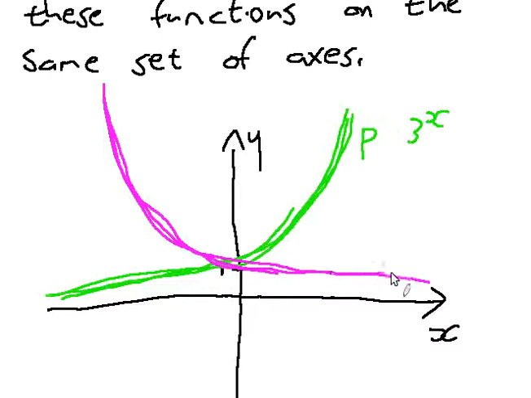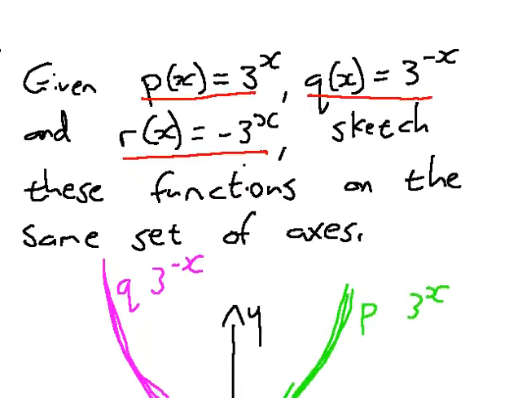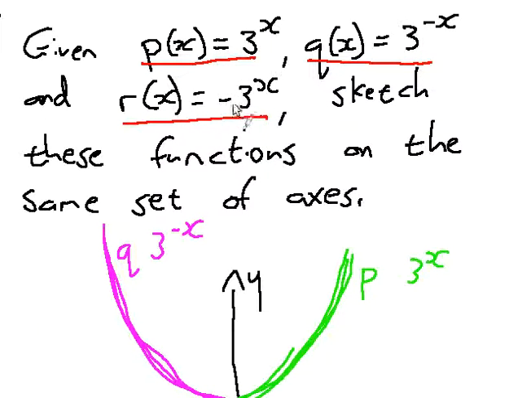Okay, we're just talking about the general shape here. We're not talking about specific points. We're just talking about what they'll look like. So this is q, which is 3 to the negative x. So that negative has the effect of flipping it around along this line. It's a mirror image.